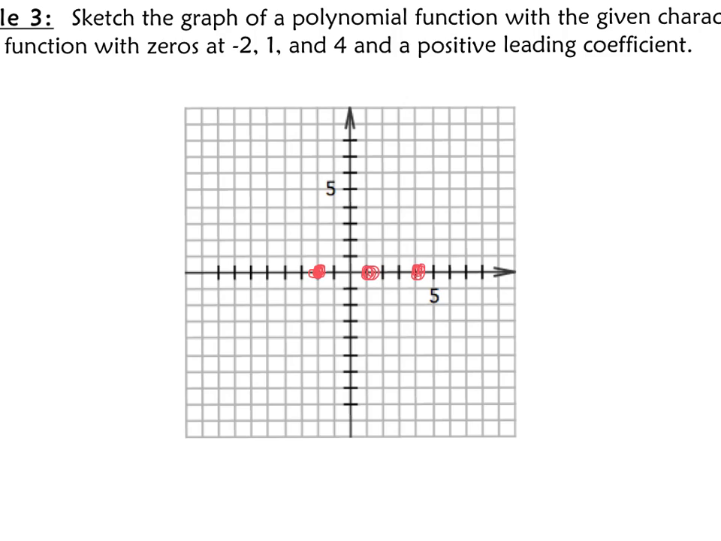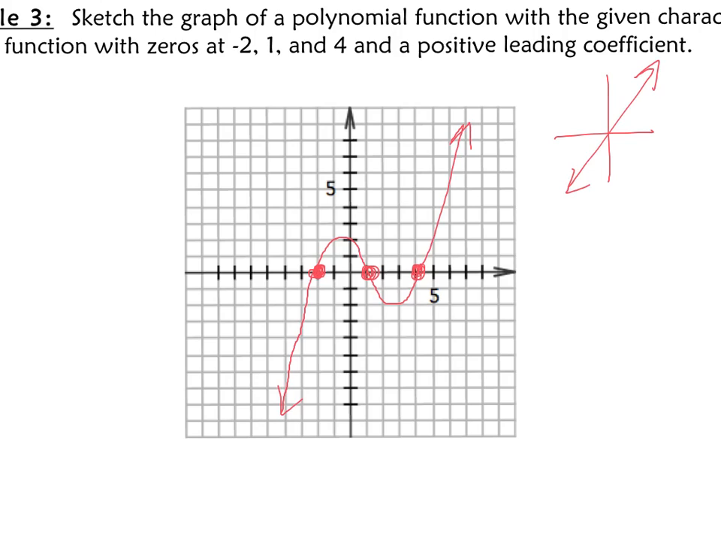Now they gave me 2 other important pieces of information. It's odd, and it has a positive leading coefficient. So how would it look? The end behavior has to be like a line with a positive slope, because that's an odd with a positive leading coefficient. So when I draw this in, I'm going to start down here, because that's how my end behavior has to be. I'm going to go through my zeros and end up on top.